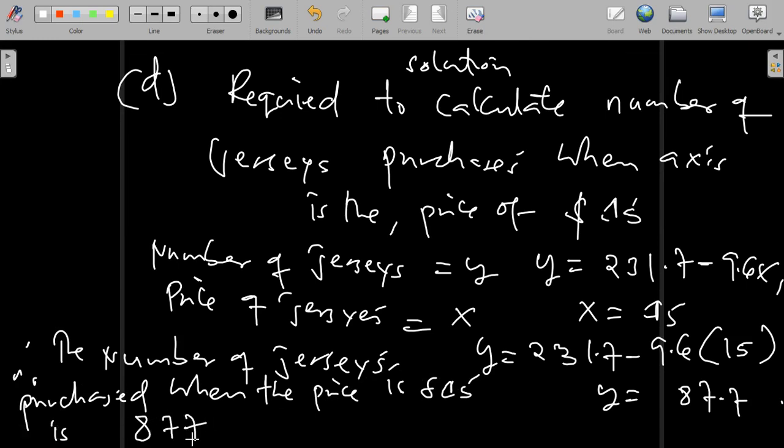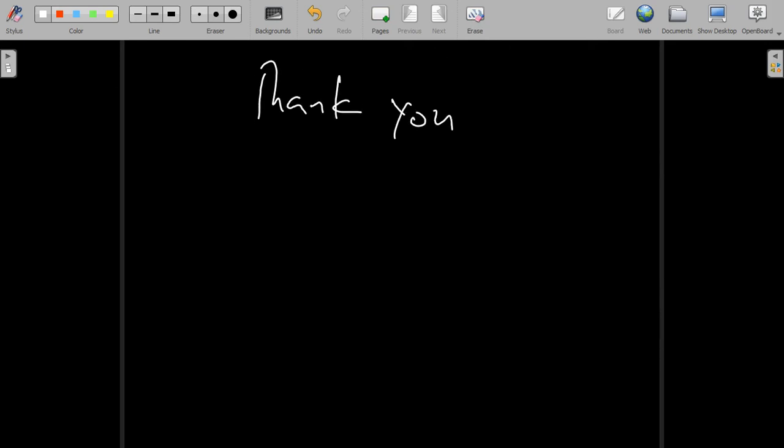Remember to put a hat over the top of y to represent the estimated value. So the number of jaws will be equal to 87.7 at a given price of jaws, which is equal to 15. Now that is actually what we do, and it is well solved and easy.